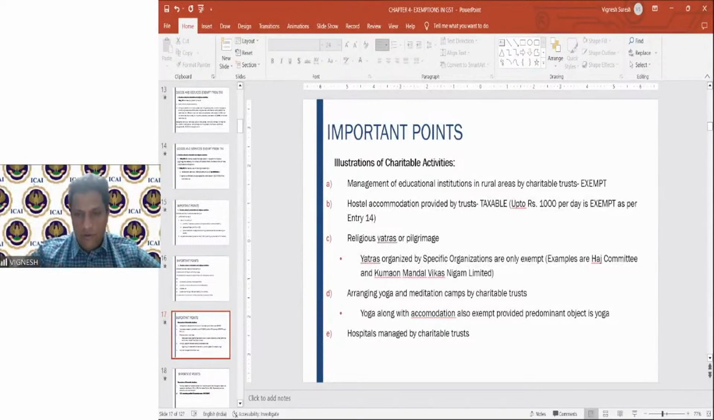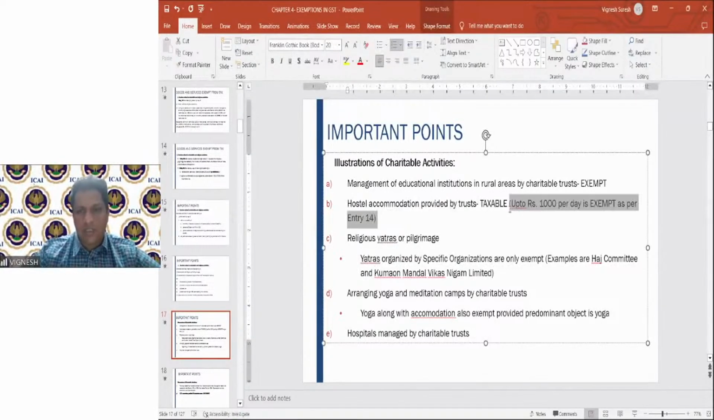Now we go to the further questions here. Hostel accommodation provided by trusts. What is this hostel accommodation? Now, hostel accommodation is no longer there in the charitable activities. It is not mentioned in the charitable activities. But now there is a small change here. Just ignore this one. This was prior to the recent amendment.